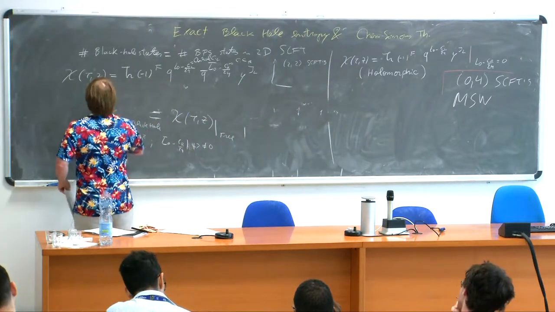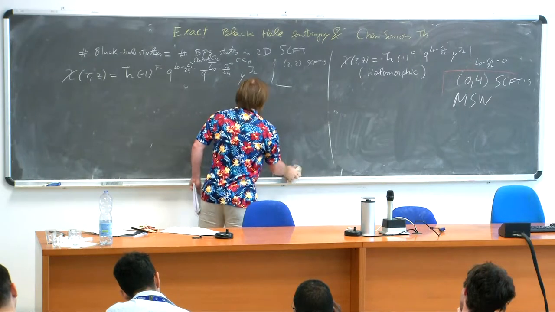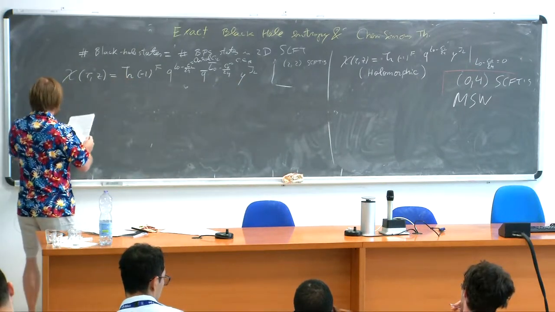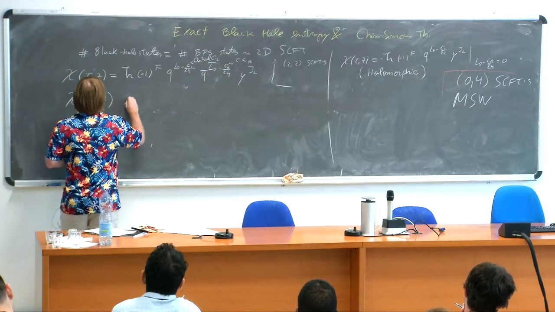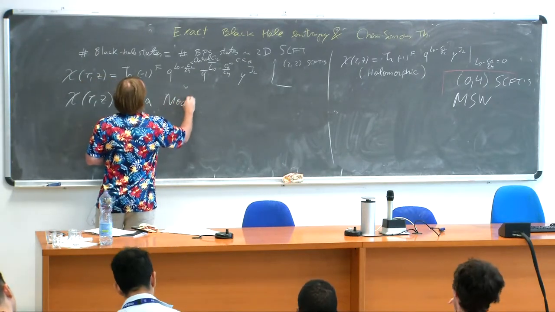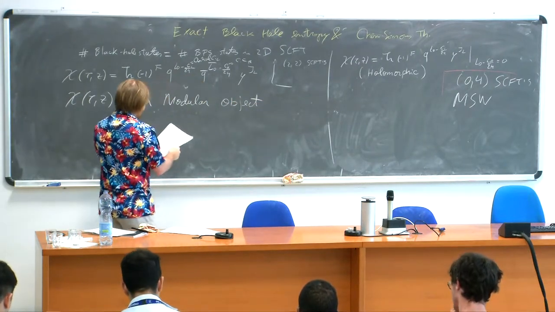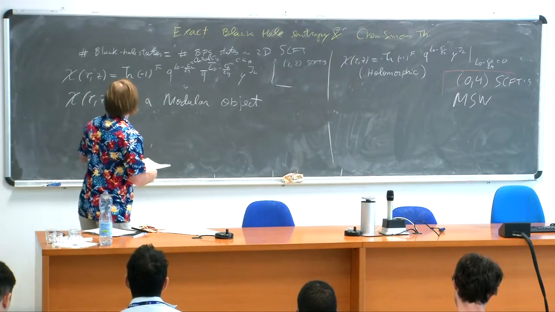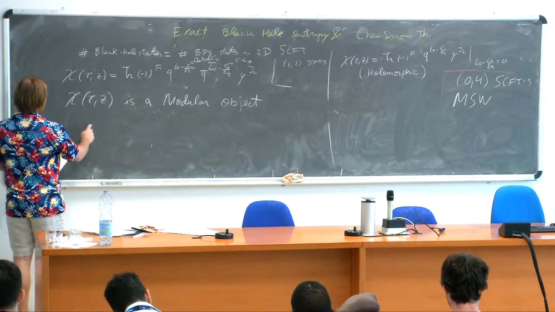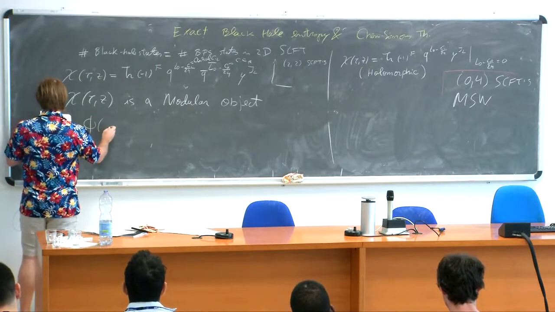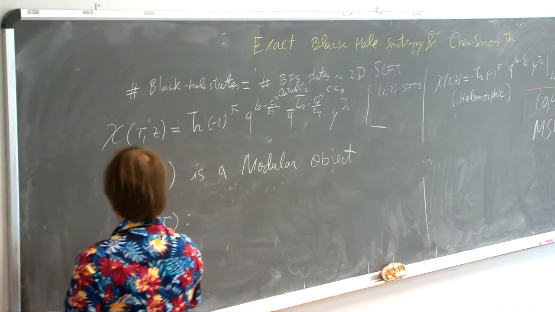Now this object, because you're computing in a superconformal field theory, will be reparametrization invariant. So this object chi(tau, z) is a modular object. So what is a modular object? Let me just give a simple example. Here you have two complex variables, but for example, take just one variable. It is a function, so a modular function.